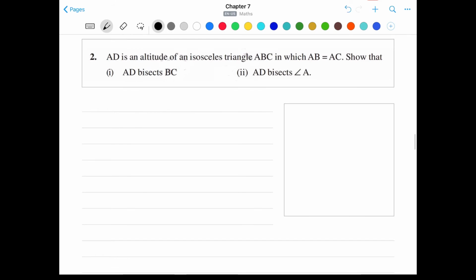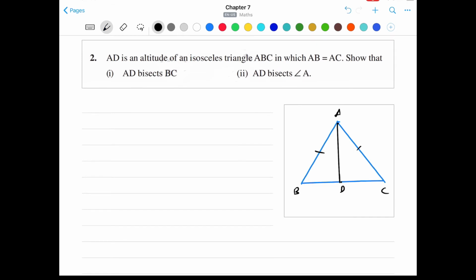Now let's move to question number 2. In question number 2 we have that AD is an altitude of an isosceles triangle ABC in which AB equals AC. We have to show that AD bisects BC and AD bisects angle A. So let's first draw its figure. We are given an isosceles triangle ABC in which AB equals AC. Okay, so this is the required figure.